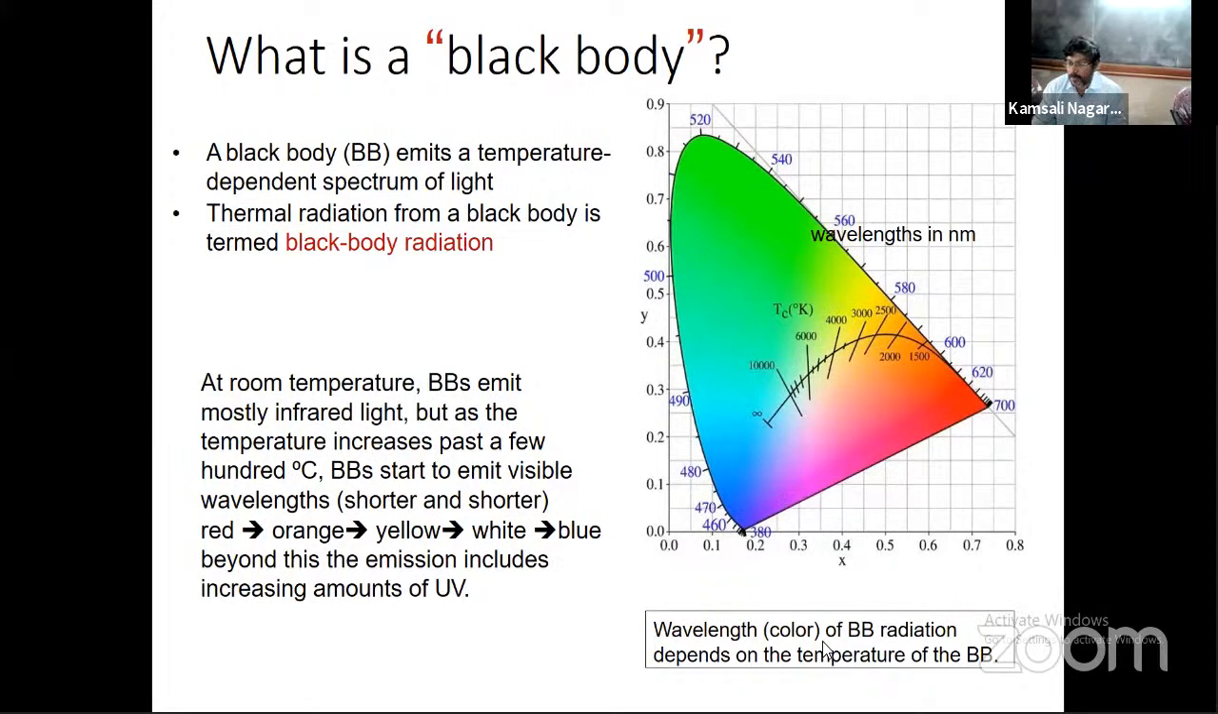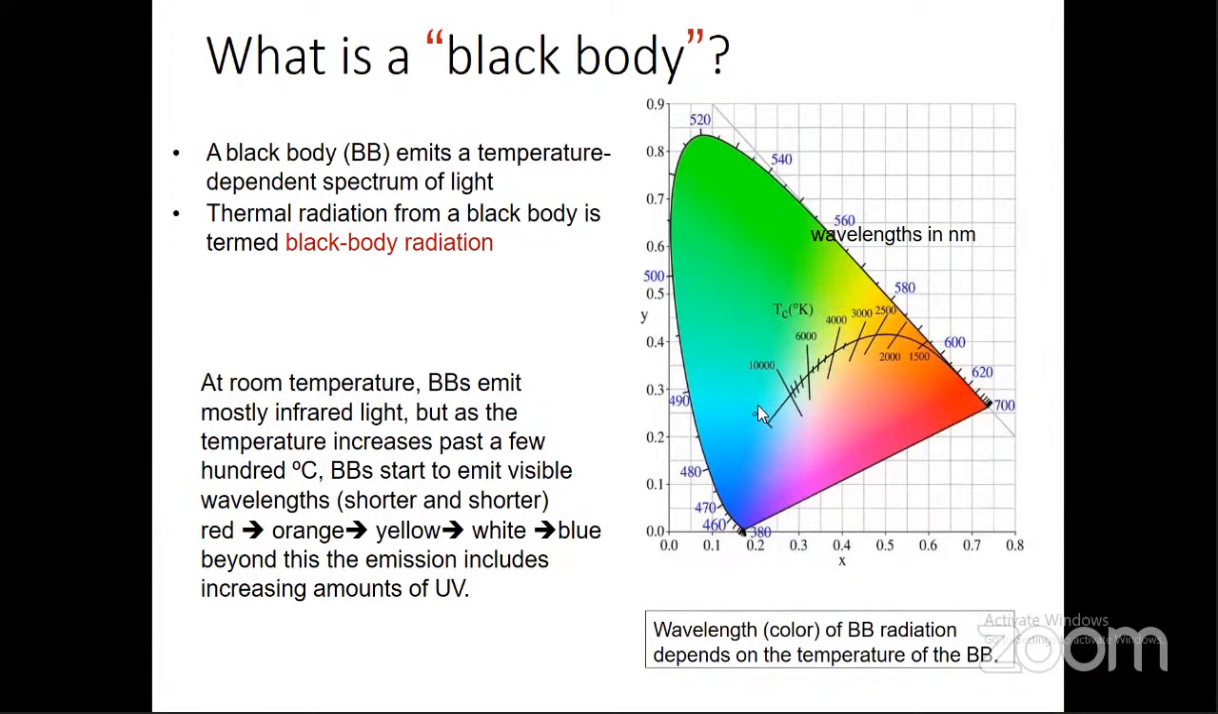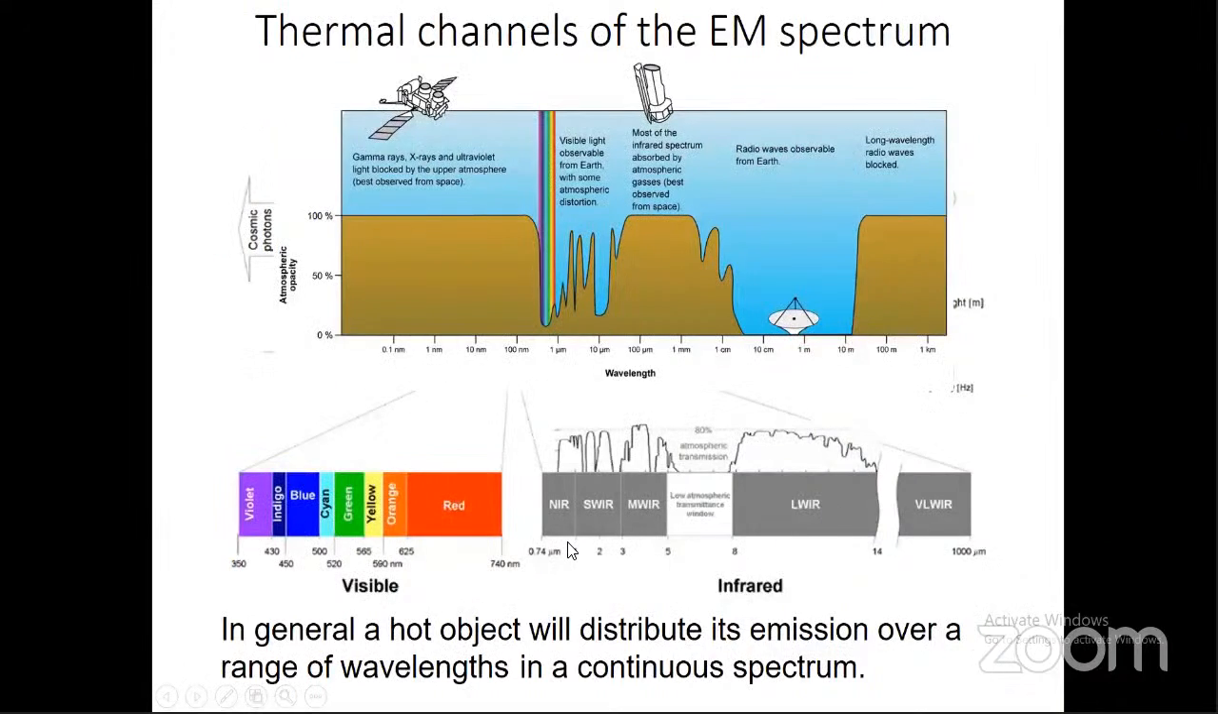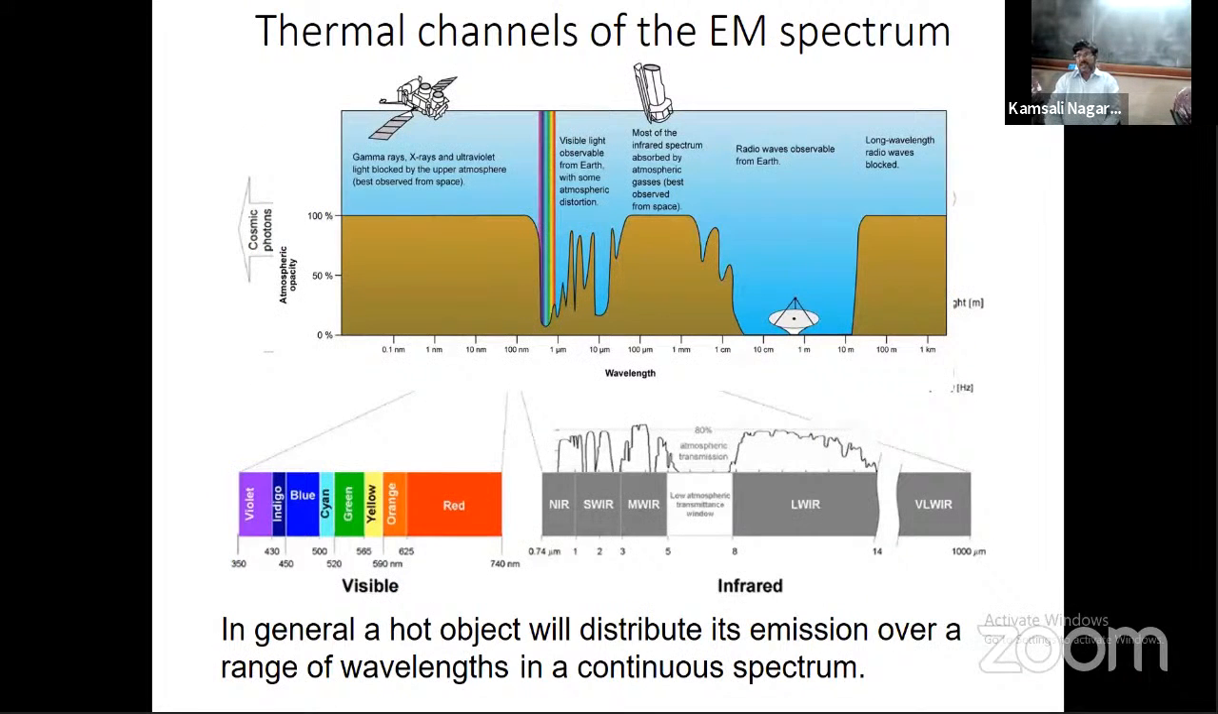Wavelength of black body radiation depends on the temperature of the black body. See, the wavelength of black body radiation depends on the temperature of the black body. If it is a black body, how do you expect the thermal channels of the electromagnetic spectrum to be? You have different channels, channels with different domains, you can call them.